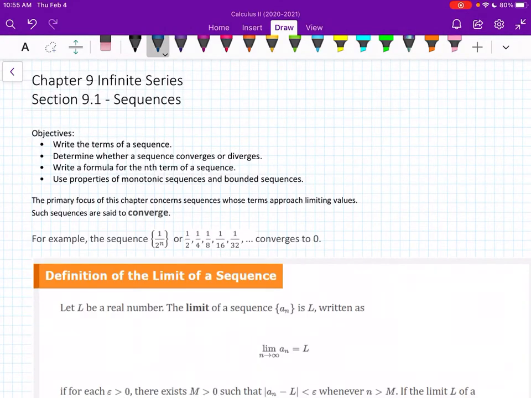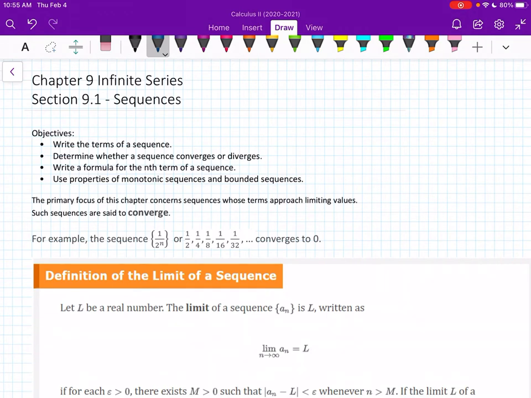Welcome. Today we're starting Chapter 9 on infinite series. Our section today is about sequences. You've already kind of started this where we talk about writing the terms of a sequence. So today we're really going to focus on whether a sequence converges or diverges. And then next lesson we're going to talk about monotonic and bounded sequences and properties of those.